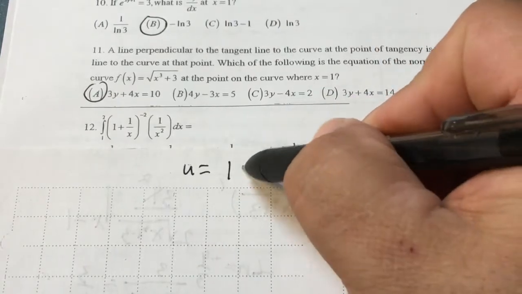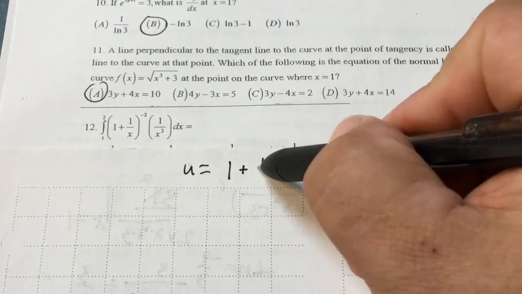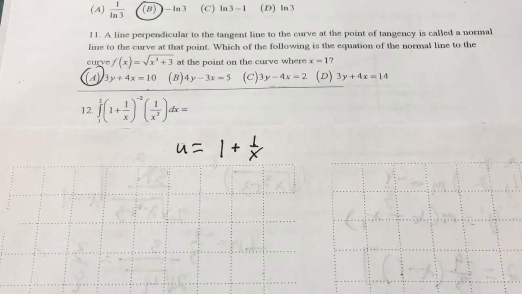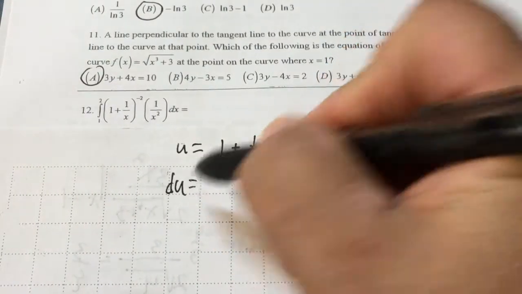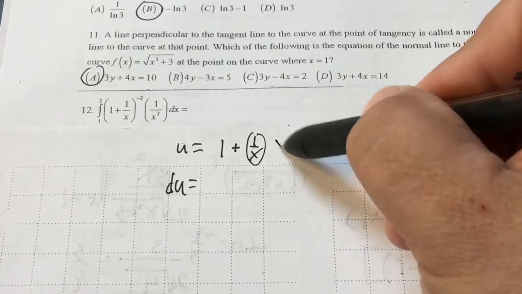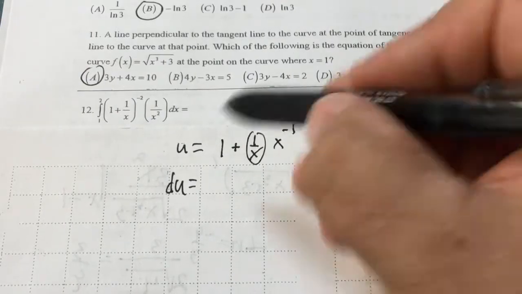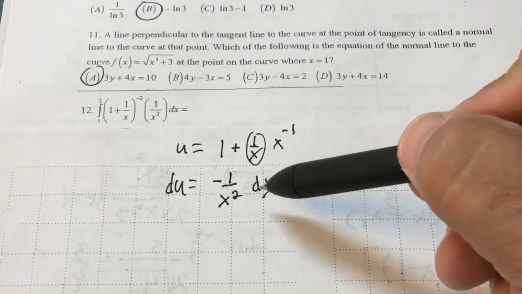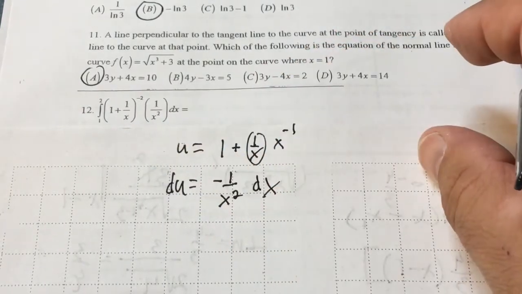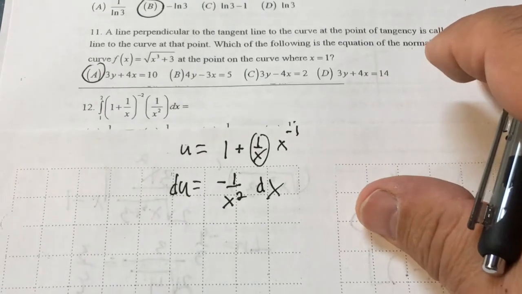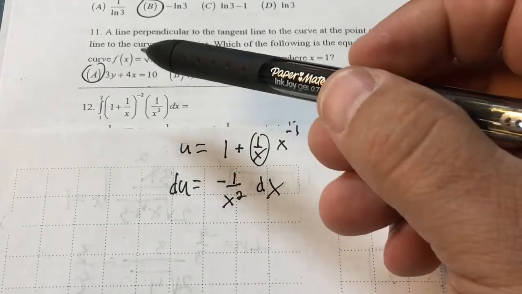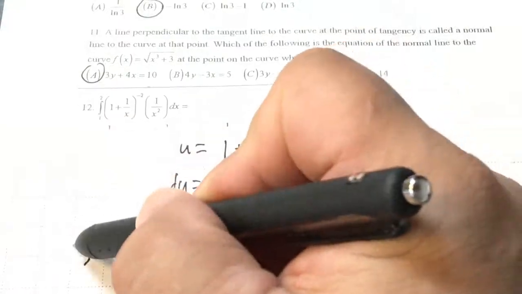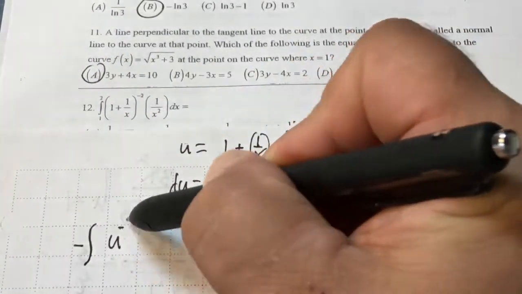u equals 1 plus 1 over x. Take the derivative. du equals 0, and 1 over x I can rewrite as x to the negative 1. That's going to give me negative 1 over x squared dx. I notice that this will simplify with 1 over x squared, but a negative has to go out front. And I have the u world now. This is going to give me an integral with a negative out front of u to the negative 2 du.